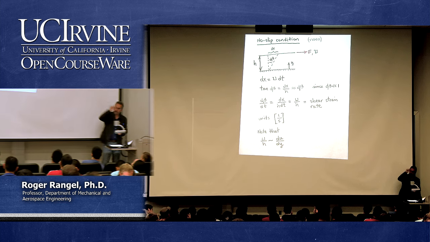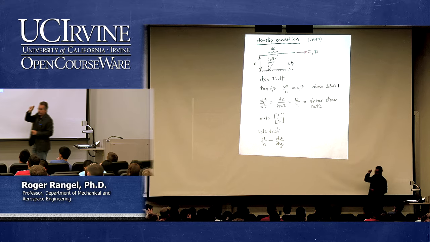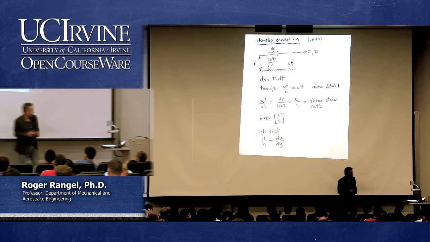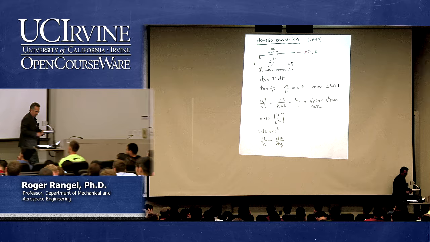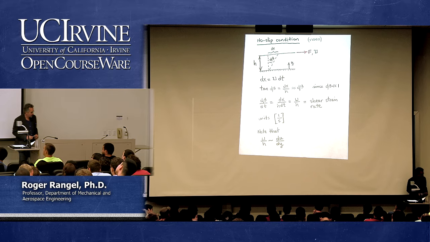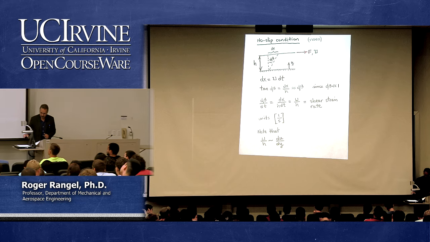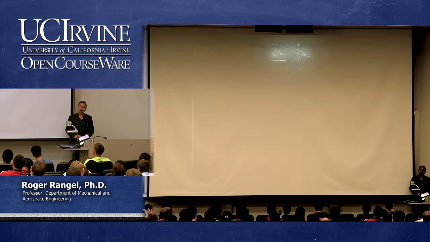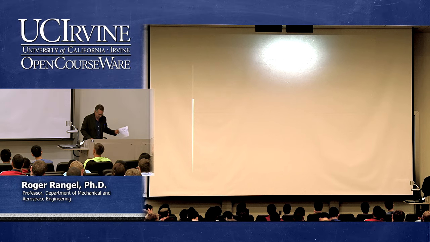The difference in velocity between the top and the bottom divided by the distance between the top and the bottom is the slope, the measure of the shear strain rate. So that will be a very important quantity for us. But we still have to make the connection between this and viscosity.